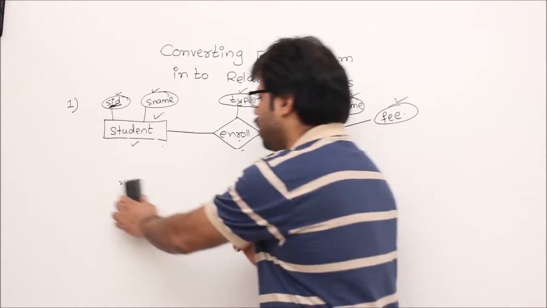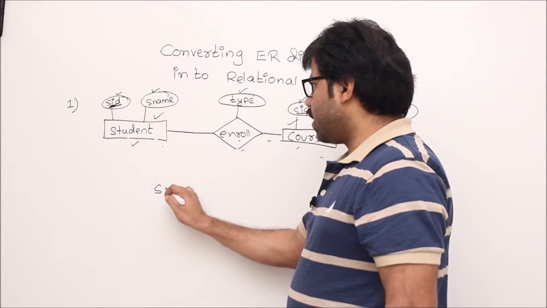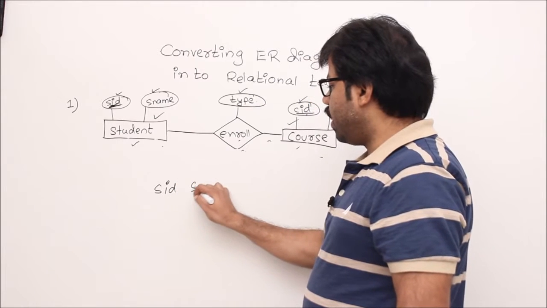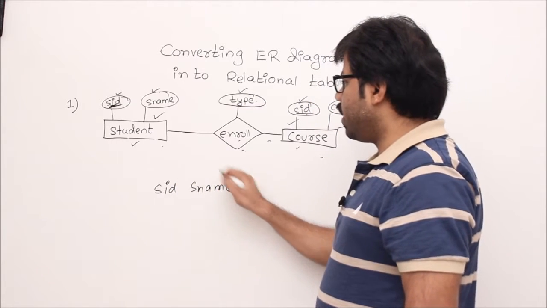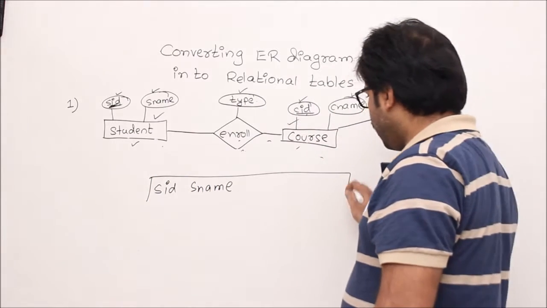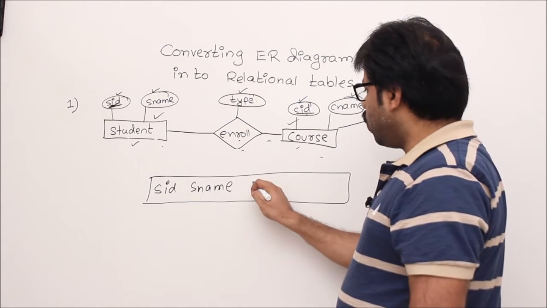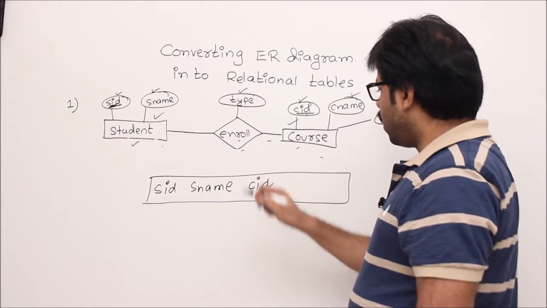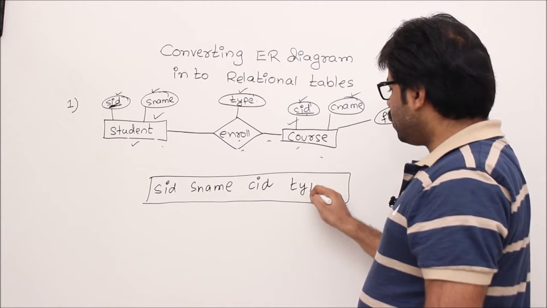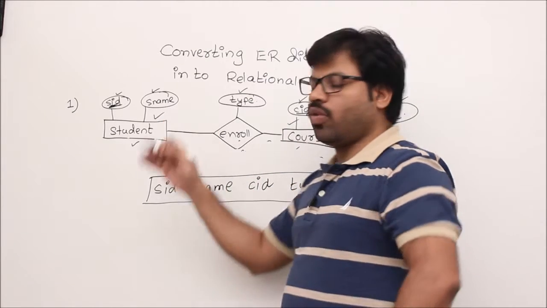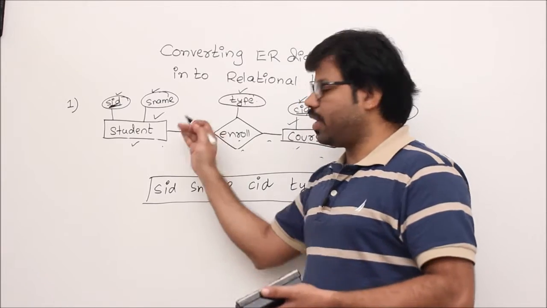Let's try to write it. So what I do is I write like this: student ID, student name, which is nothing but the student table, correct? Along with that, I try to write the enroll information. What is that? Course ID and type. This is called moving the relation to one entity, like a participating entity.